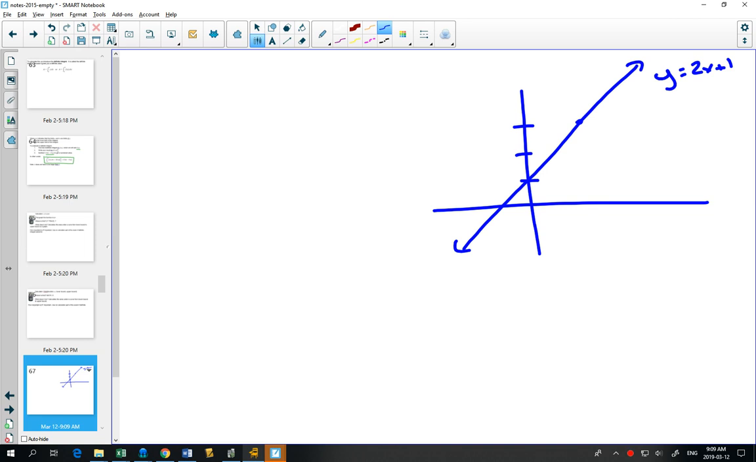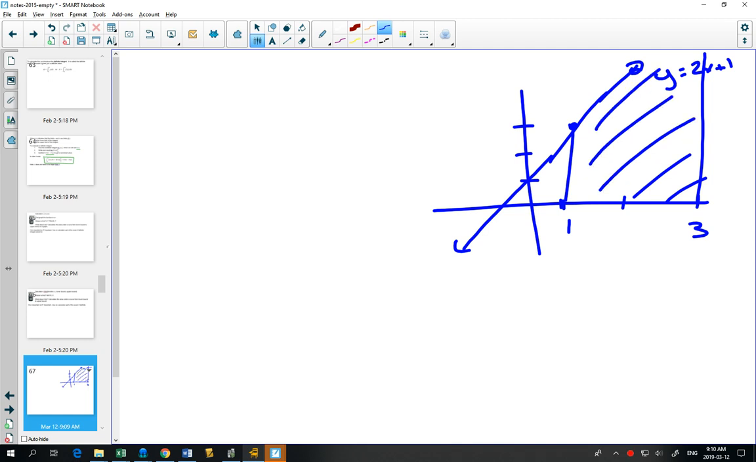So if I took y equals 2x plus 1, and here 1, then here, 2, 3. If we wanted to find this area from 1 to 3, you would know that this goes through the point 1, comma 3, and if I plugged in 3, it's going to go through the point 3, comma 7. Agreed?